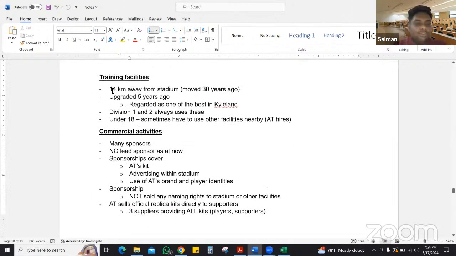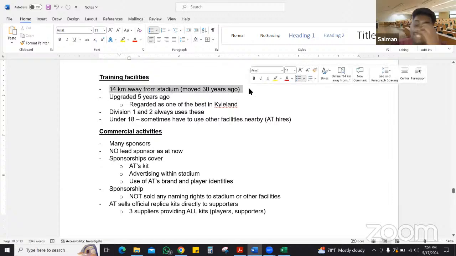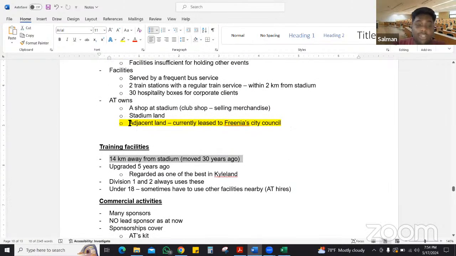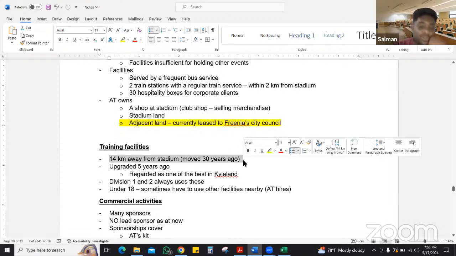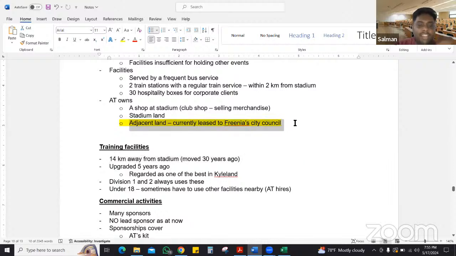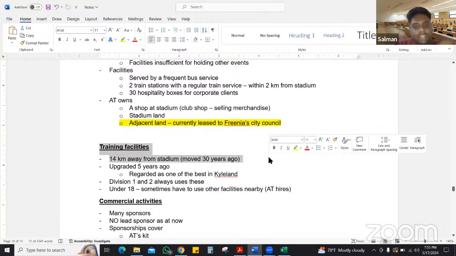Training facilities, 14 kilometers from the stadium. My goodness. See, AT owns the land right next to the stadium, yet their training facilities are 14 kilometers away, which was actually moved 30 years ago. If they could have used the adjacent land for its training facility, it would be more efficient. It's also very convenient for players as well.